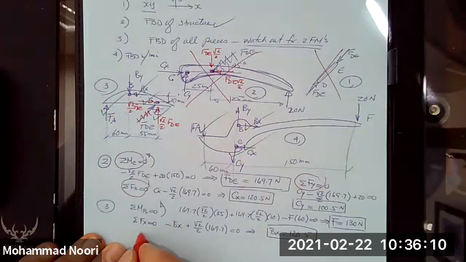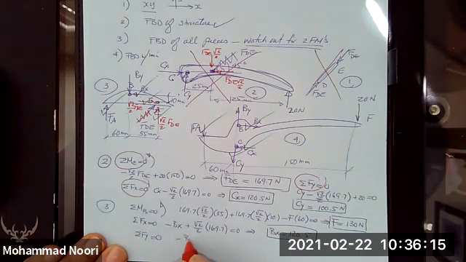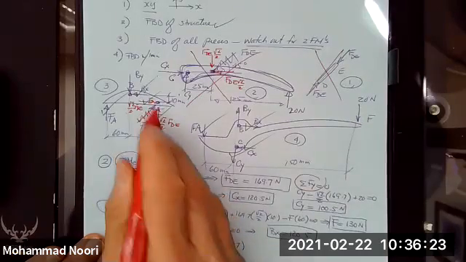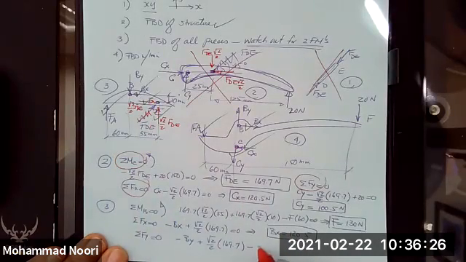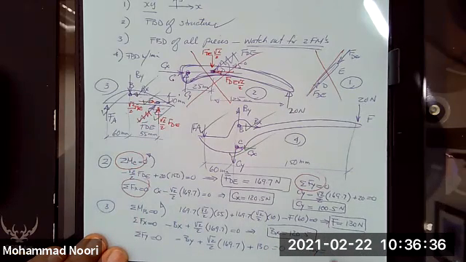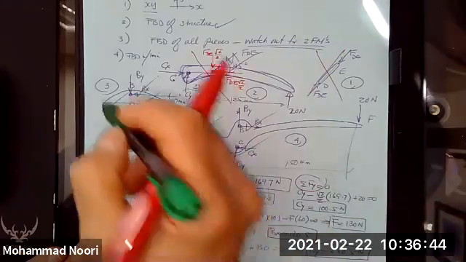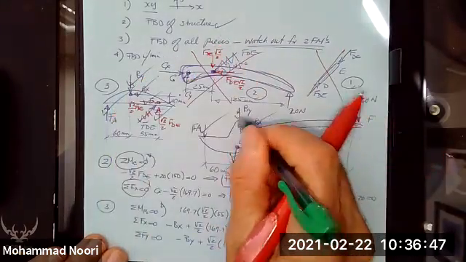I found them. Summation of forces along y is equal to 0. I have negative By plus square root 2 over 2 of 169.7, plus 130 is equal to 0. That gives me By, that comes out to be 250.5 Newton. So I found this one and this one.